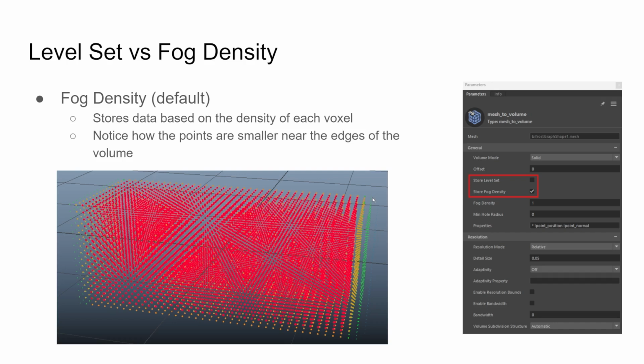While at the very edge, the points are a lot smaller and also a different color, which means the density is a lot smaller over the edges. That makes sense because if you think about this cube here, there are fewer surrounding voxels for the voxels on the edges compared to the ones in the middle, right? Voxels in the middle are surrounded completely by other voxels, while the ones at the edge are only surrounded by voxels on one side, which means they have a lower density.